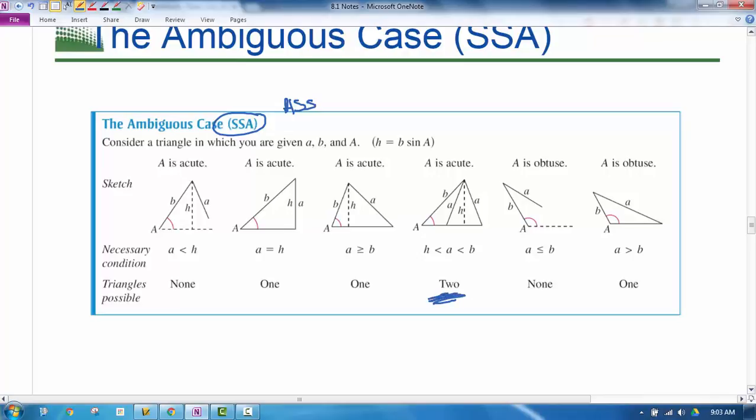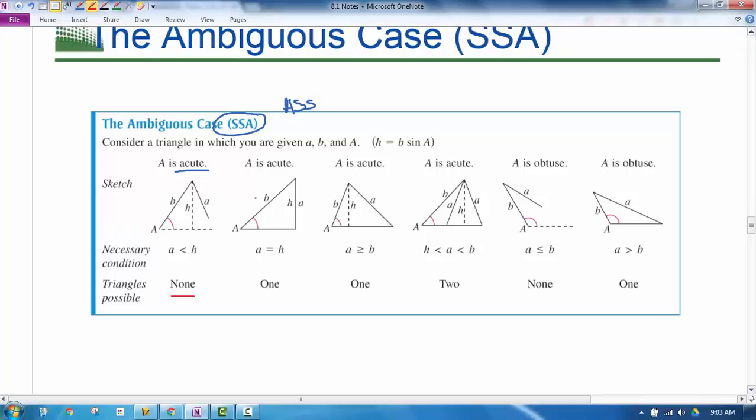For the first one, you're given an acute angle A, and you're given side B. Let me give you an example here. Let's say that this is 30 degrees, and this side is 4, and this side is 1. This would be an example where side A is less than the height of the triangle. In that case, you're going to have no triangles, because this side right here is not going to connect.